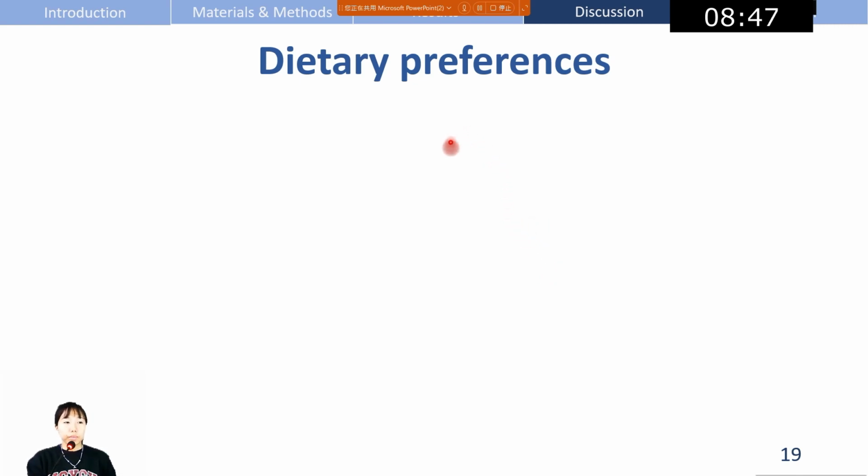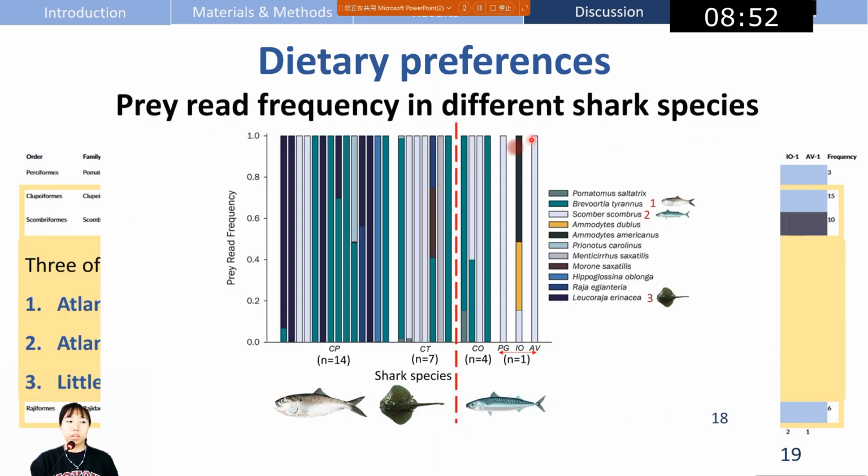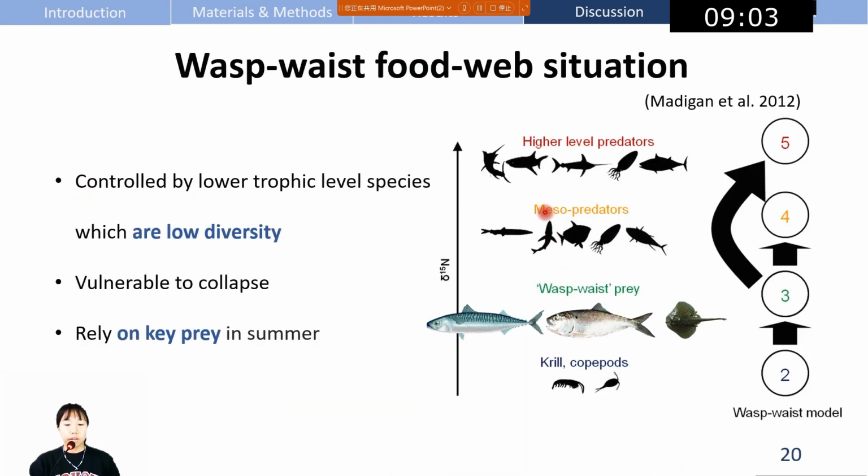So, discussion. As for the dietary preference, not only the frequency of the presence of the prey, but also the prey rate frequency show that the sharks prefer to eat at least 3 species. In addition, the researchers also found the web food situation in this study. This food web is different from typical food webs. It is controlled by lower trophic level species, which have low diversity, and it is vulnerable to collapse.